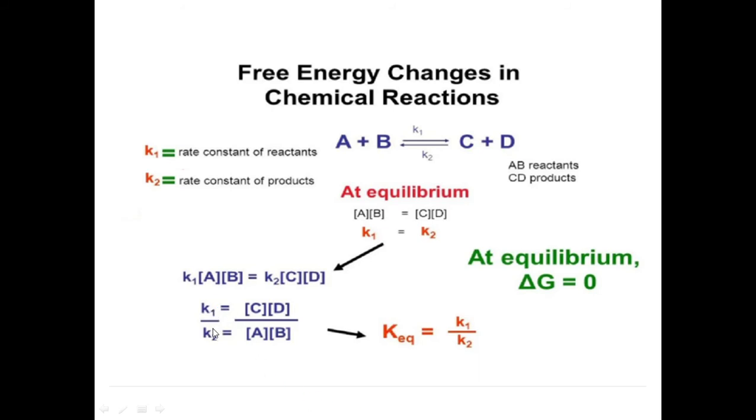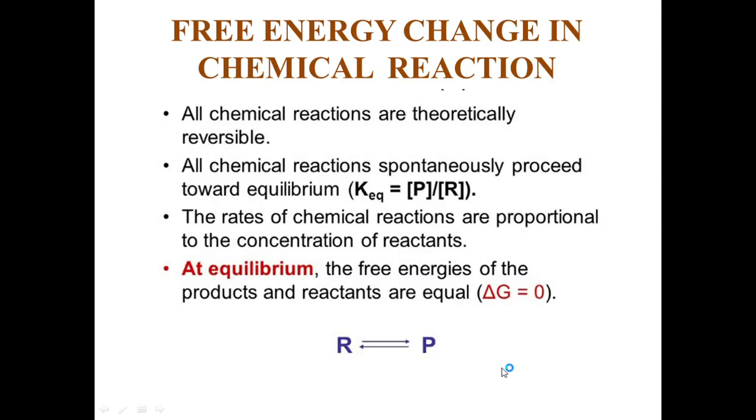The equation becomes [C][D] divided by [A][B] equals K1 divided by K2. The ratio [C][D] divided by [A][B] is put as the equilibrium constant. What happens? The equation is Keq equals K1 divided by K2. This is the free energy change in chemical reaction.